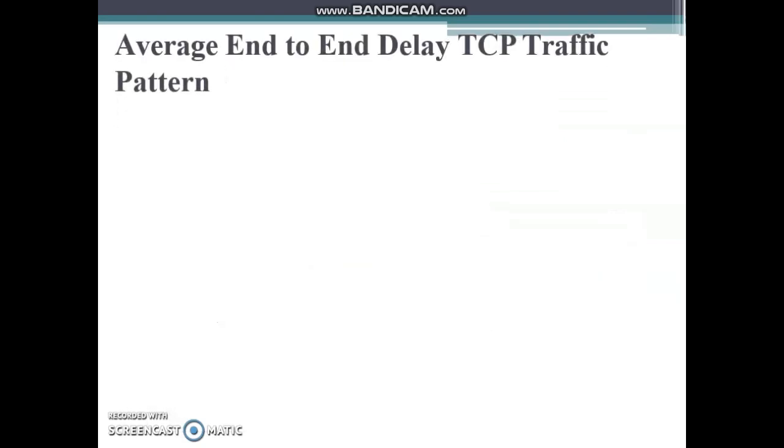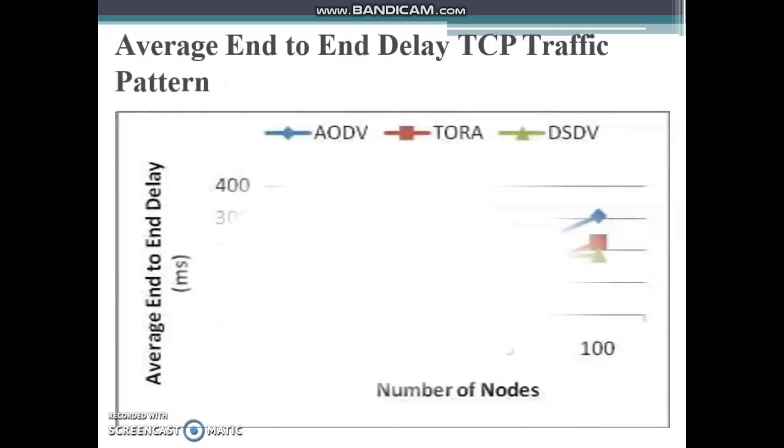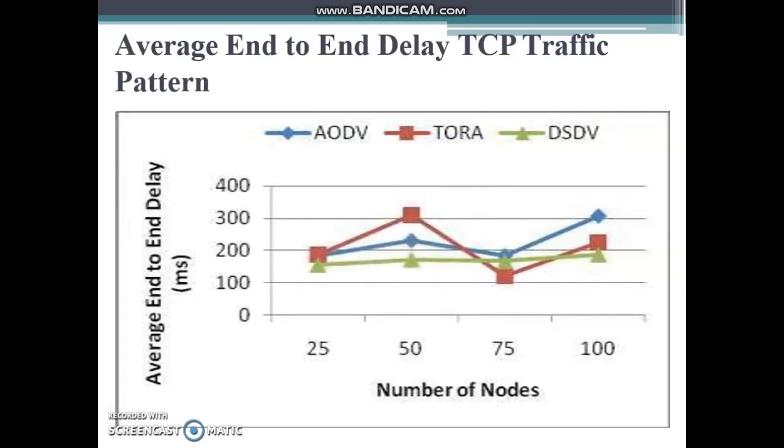Now, let's go for the average end-to-end delay in TCP traffic pattern. In this, we have done the same, plotting average end-to-end delay versus the number of nodes for the several AODV, TORA, DSDV routing techniques. Now, let's go to the conclusion part.